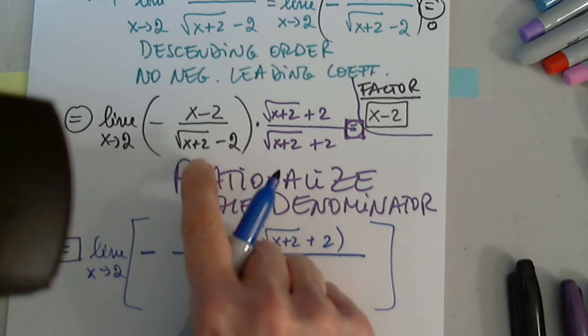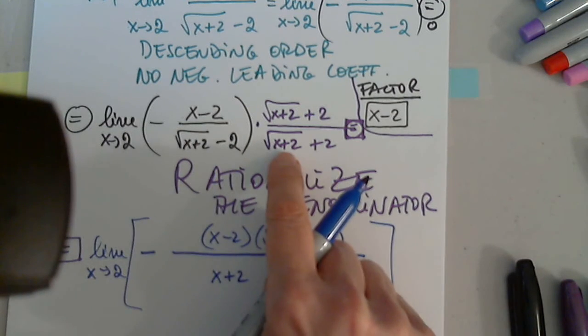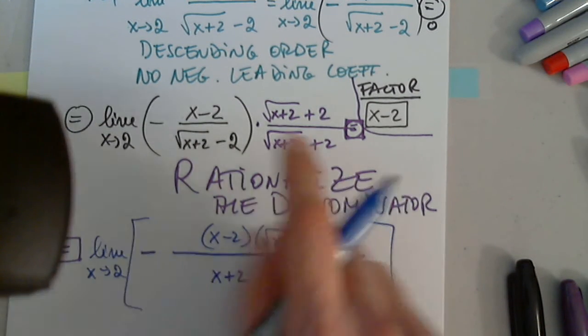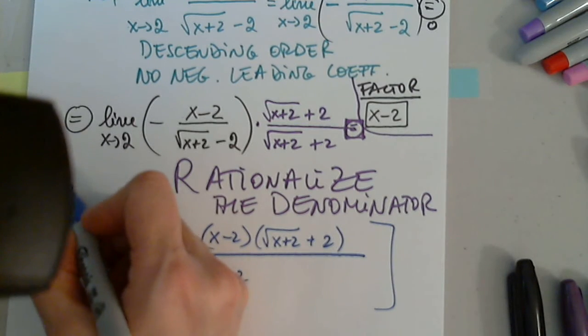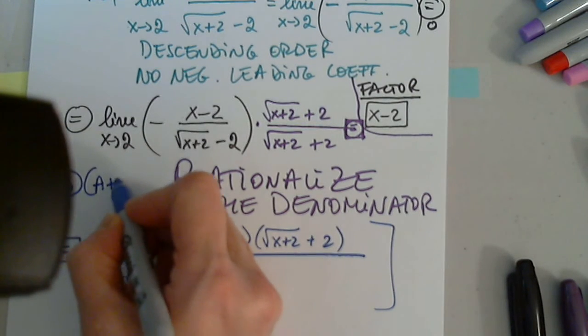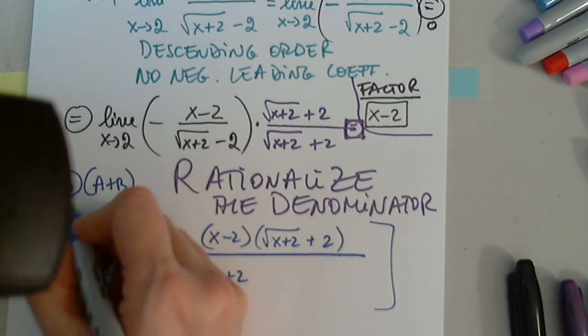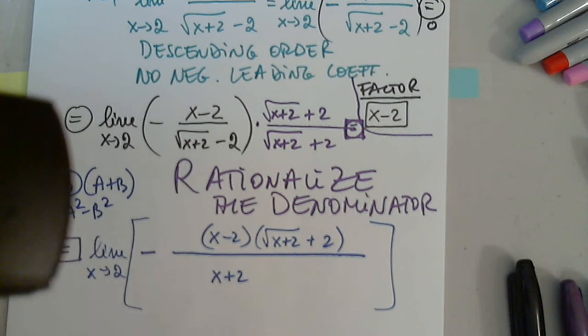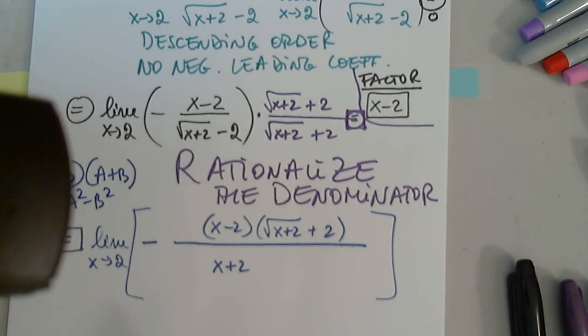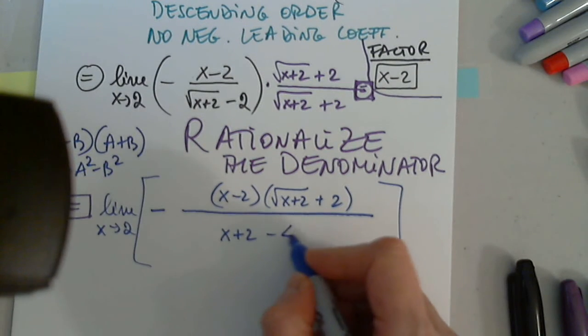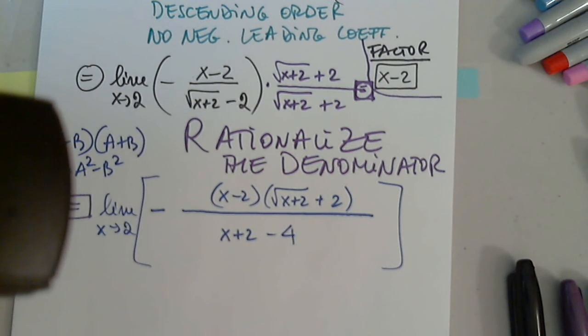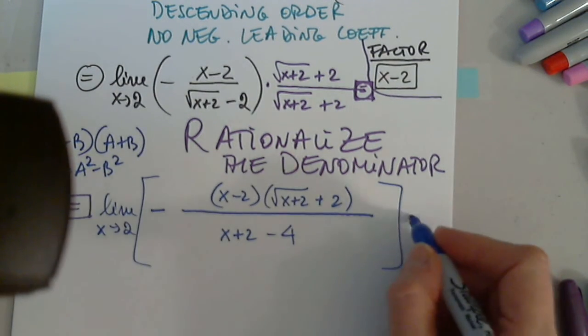Careful. A minus b times a plus b. A minus b times a plus b. A squared minus b squared. That's it. Good. So then what do I have in the denominator? Minus 4. Very good. Do we all agree? Everyone? Great. Okay, moving on.